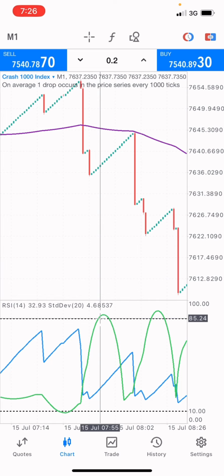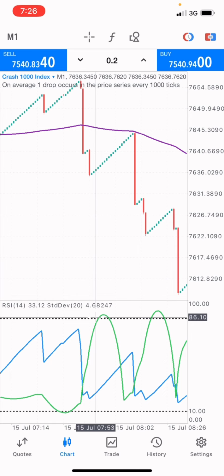So now guys, I'm going to show you the same strategy on the boom 1000 index and show you how you can use this strategy to make profit. Let's say you are trading on a lot size of 0.2, you're going to be taking 10 cents per candlestick. If you can take 10 candlesticks, that's going to be $1. So every 10 candlesticks, you're going to make $1.